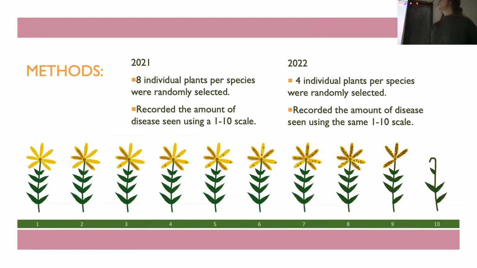So in 2021, we randomly selected 8 individual plants per species per plot, and then we recorded the amount of disease seen using a 1 to 10 scale. On the left is a level 1, and then on the right is a level 10. And in 2022, we decided to only select 4 individual plants per species. This was because we were having trouble collecting data on 8 individuals per species per plot because there was a lack of plants, that many plants in each plot. So then we recorded using the same scale again.